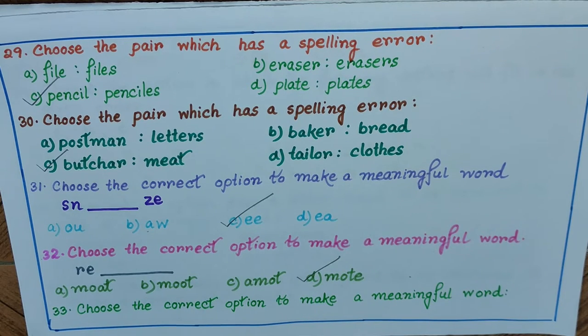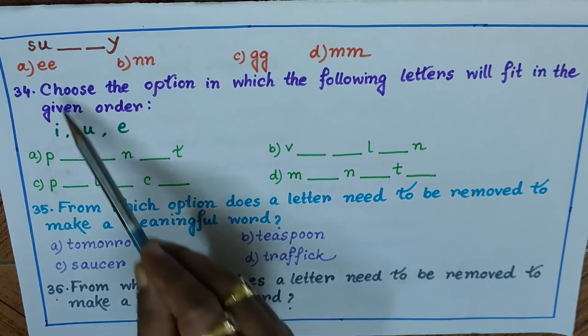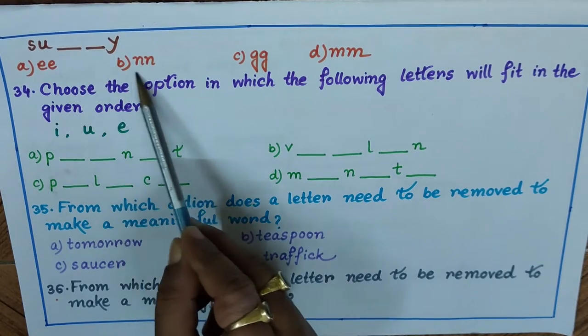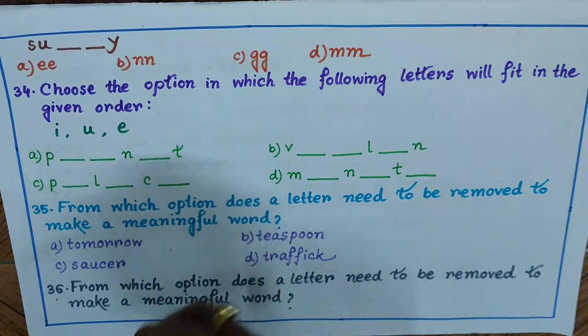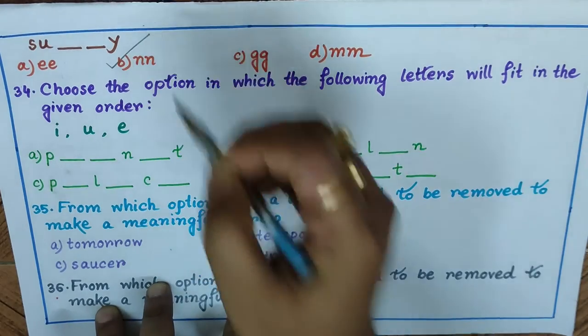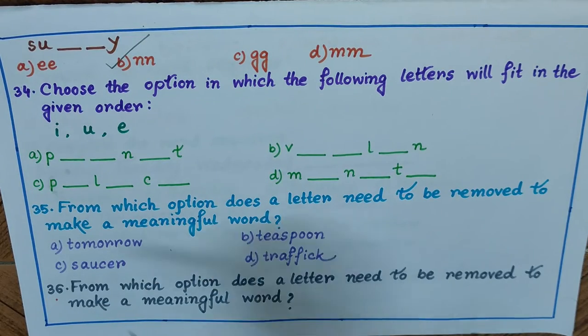Now question 33. Choose the correct option to make a meaningful word, and the options are on the next page. So, as you can see, F-U dash dash Y. If you replace N-N from option B, it will give us funny, which is the right, meaningful word. Other letters, if we replace over here, will not form any known words.